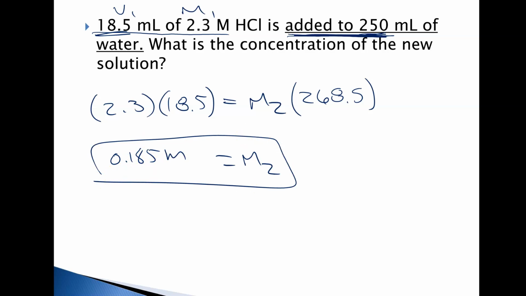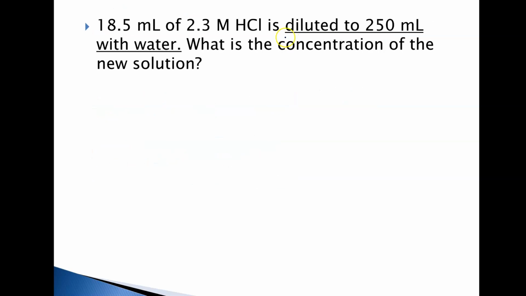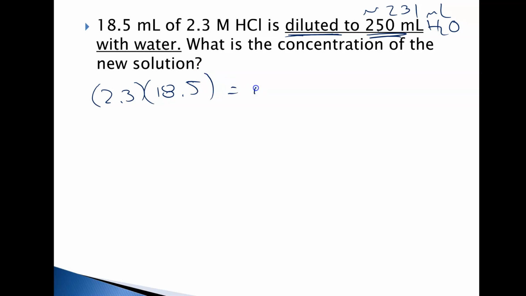Okay, I want to contrast that with the phrasing that's used in the next problem. When it says it is diluted to 250 milliliters, that means they added about 231 milliliters of water. So it's diluted to 250. I set this up. I have 2.3 times 18.5 equals M2, but the final volume is 250. So therefore M2 is 0.17 molarity.